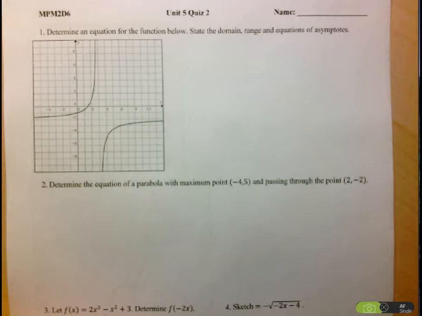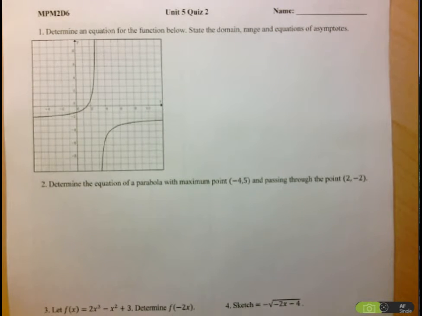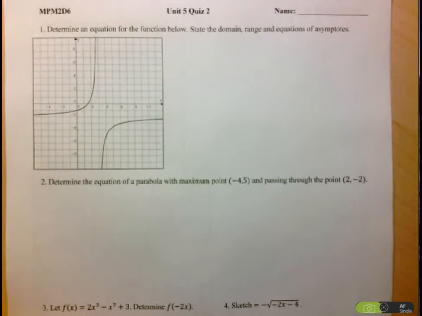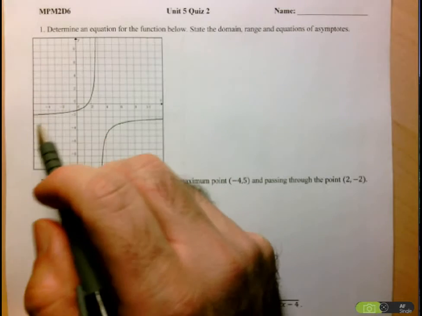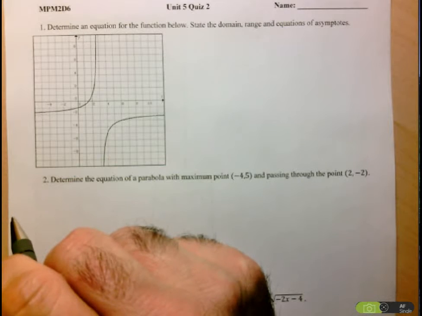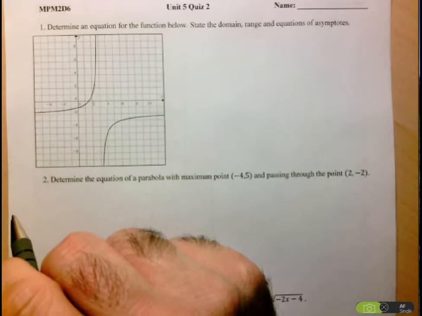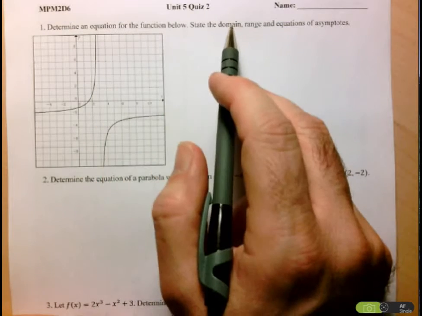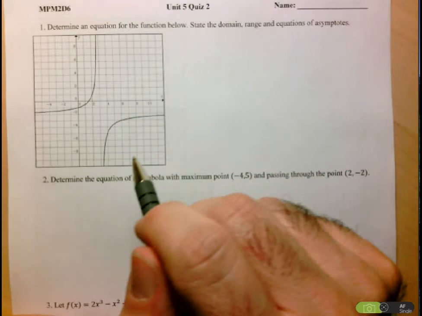Hi folks, we're going to look at a couple more questions from our Unit 5 assessment. So now I'm at Unit 5 Quiz 2, and we'll take a look at number 1. A very common question is to give you the graph of a function and for you to come up with the algebraic representation, in other words, the equation. Here we're looking for the equation, the domain, range, and the asymptotes.